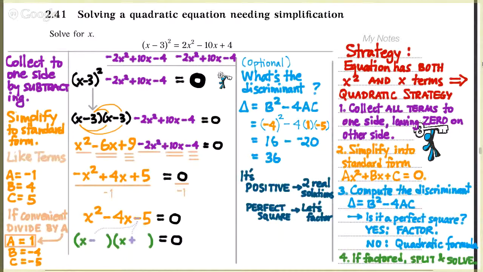Now, what do those somethings need to be? Well, they need to be factors of 5. Since 5 is a prime number, that turns out to be an easy question to answer. It's got to be a 5 and a 1. And how do we place the 5 and the 1?